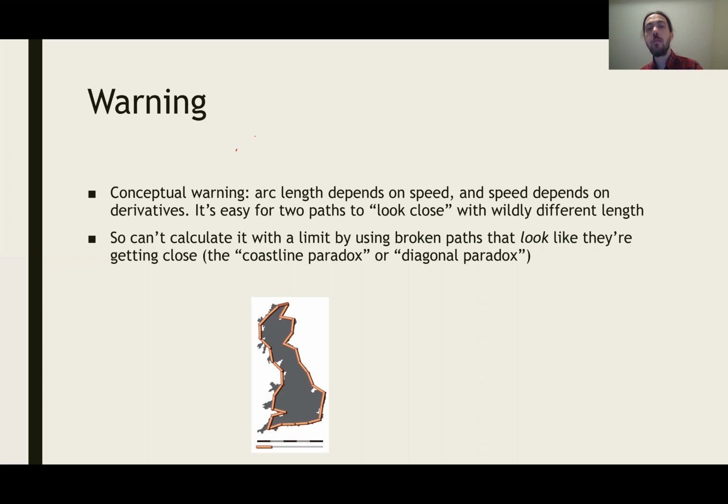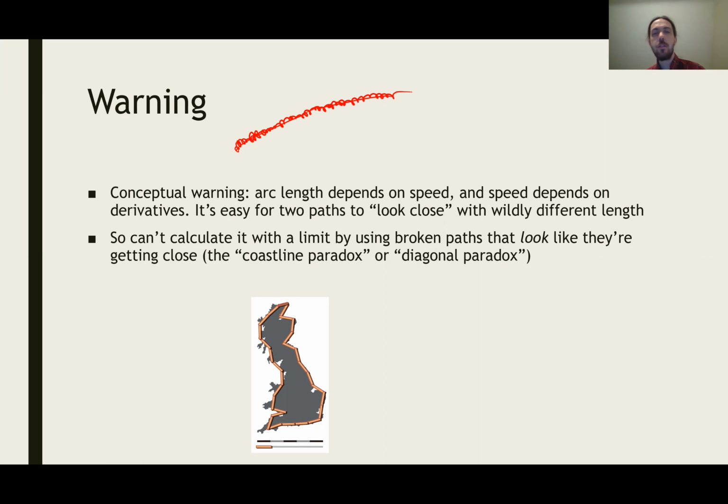So for example, we could have a path that moves smoothly through space and has a relatively short distance it travels, where another path kind of wildly winds around and around inside space. And it stays very close to the original path, but it takes a much longer distance to get from point A to point B. So we can't just calculate length by writing down paths that look close to the original.